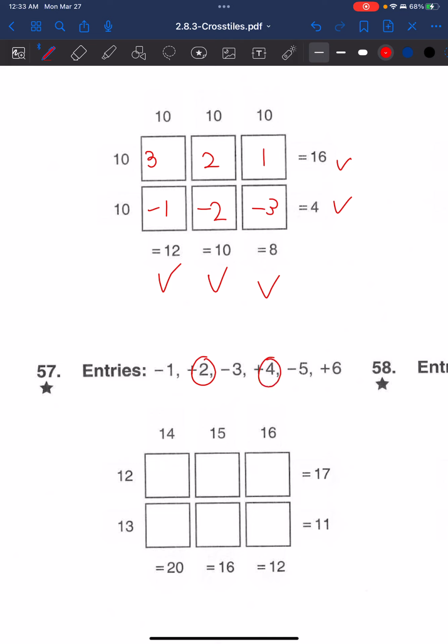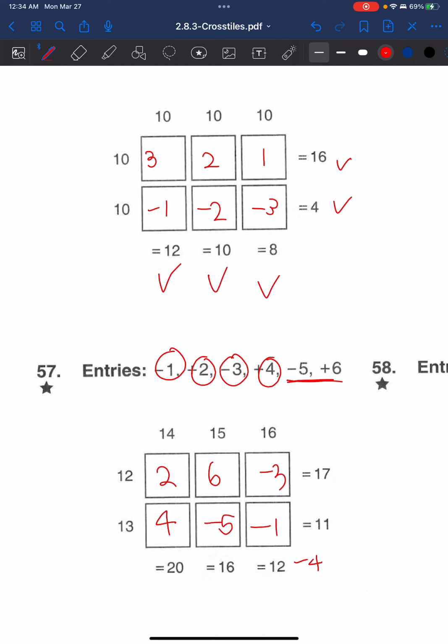Now, we need to figure out what order it should go in. So we're just going to leave it as a temporary decision, and we're going to look at the column on the right. So to get from 16 to 12, we need to subtract 4. And the only combination is negative 1 and negative 3. And so again, we need to figure out the order, so we're going to leave it as a temporary decision. And for the middle column, that means we should use the negative 5 and 6 somewhere here. And that works because from 15, we need to add 1, and 6 plus negative 5 is 1. Now we need to figure out if the order is correct.